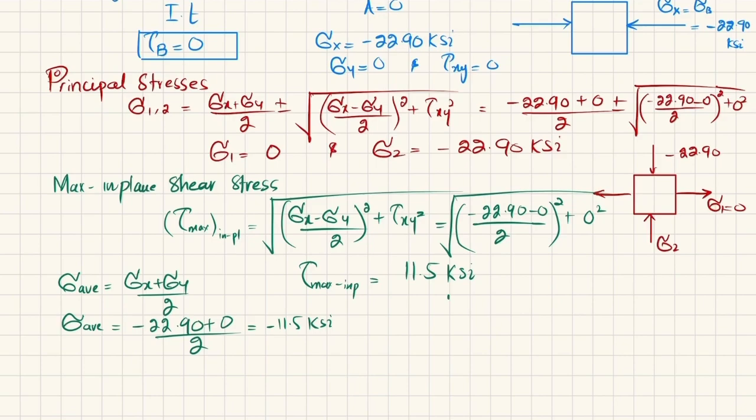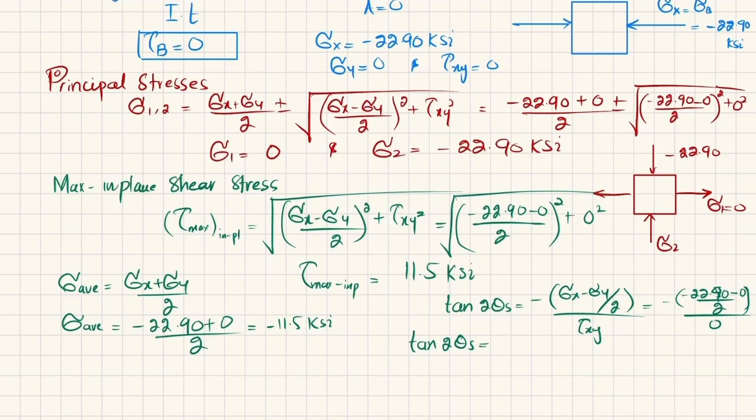Now we are going to find the orientation of the maximum in-plane shear. For that we have the formula: tangent of 2 theta s is equal to minus (sigma x minus sigma y) divided by 2, divided by tau xy. So minus (22.90 minus 0) divided by 2, divided by tau xy, which is 0. So it means tangent of 2 theta s is equal to infinity.